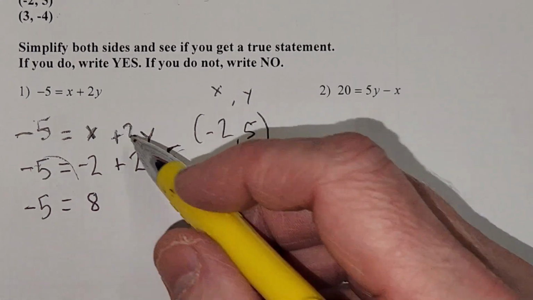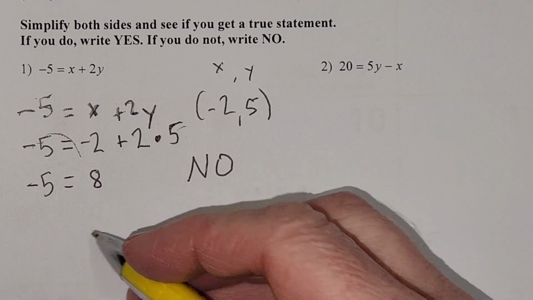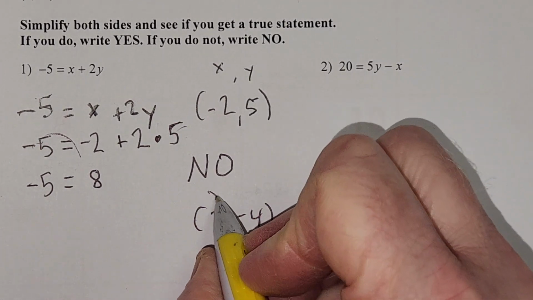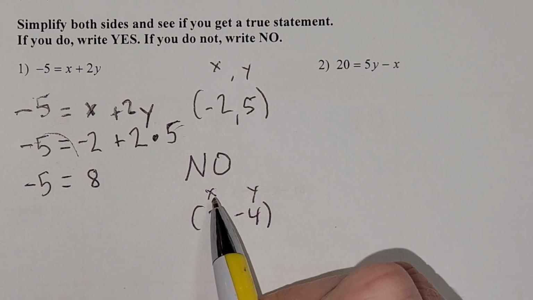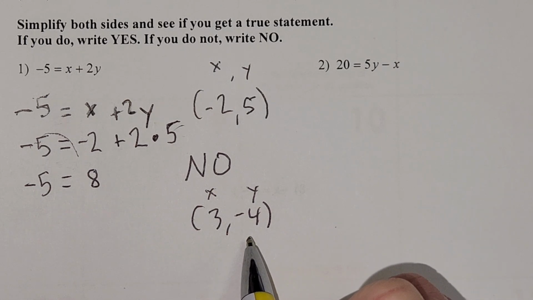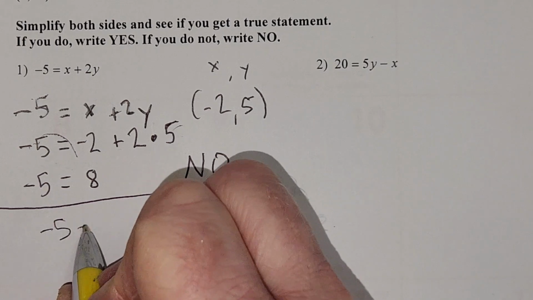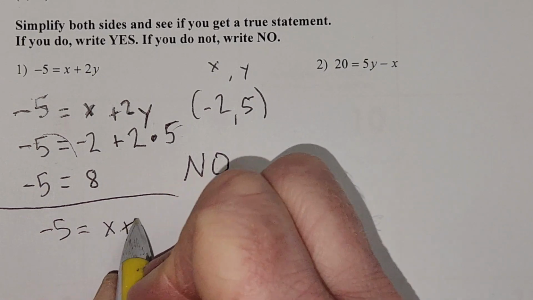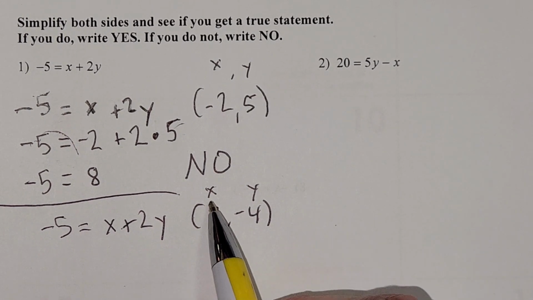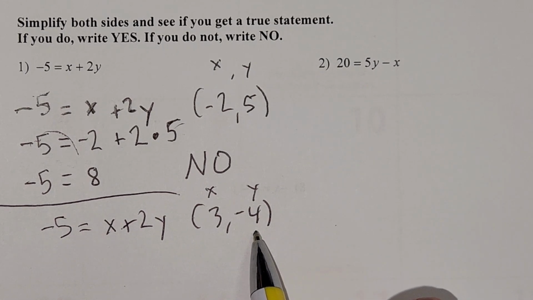So now we're going to try the point (3, -4). So we're going to write 3, -4. And again, if you want to write a little x and a y, so we know that x for this part is 3, and y for this part is -4. So we go back to the original equation, which is -5 equals x plus 2y. And wherever I see x, I will write 3. Wherever I see y, I will write -4.